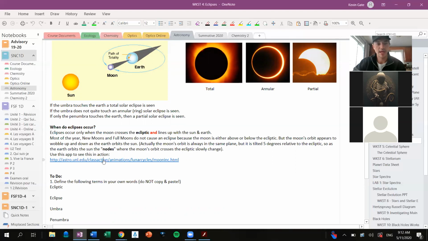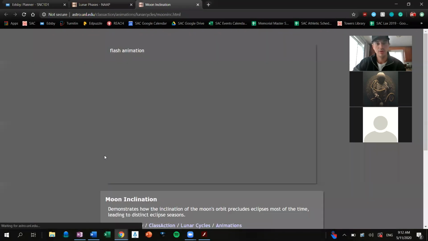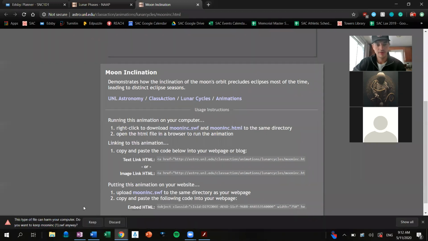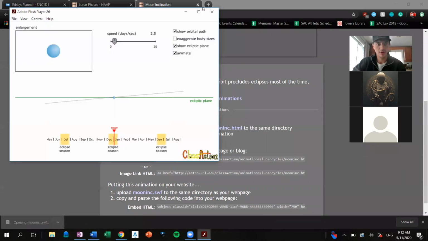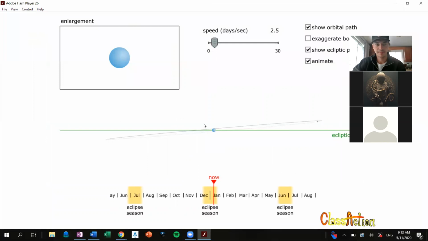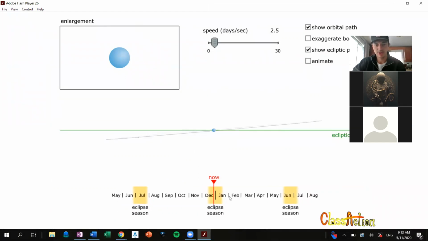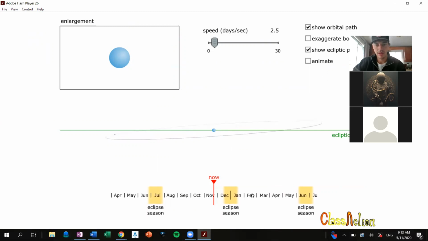So we can use this app to view this action, if it works. So you're going to need to click on mooninc.swf as well. Here we go. There's the simulator. So we can see the moon orbiting our planet, and there's the ecliptic. So I'm going to turn off animate, and I will show you that in real time.